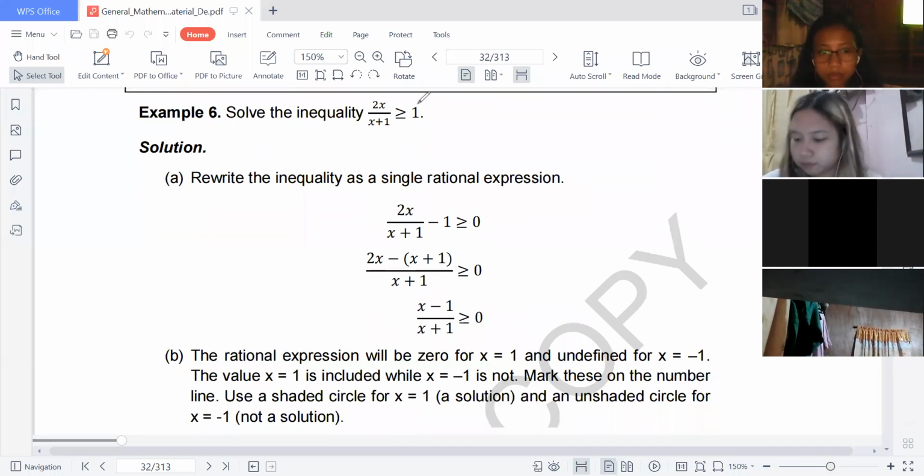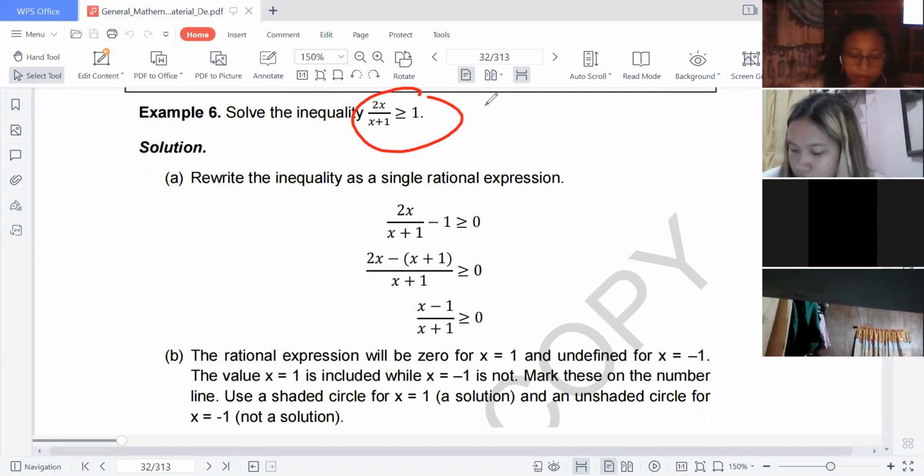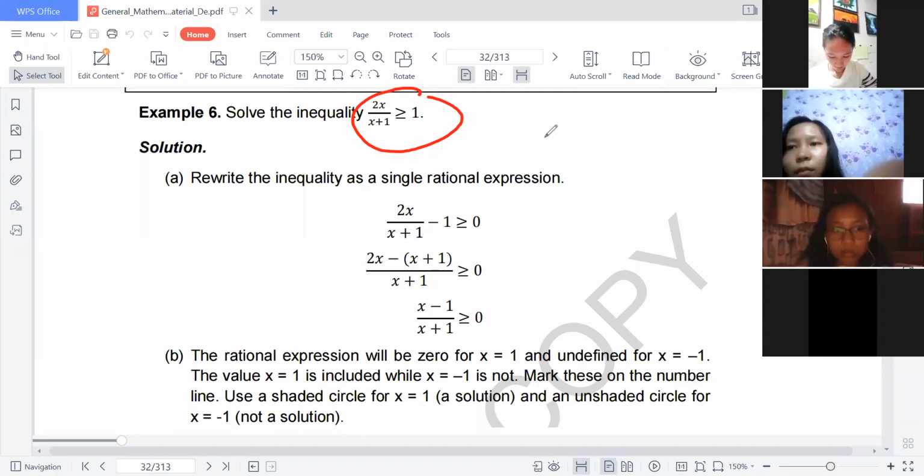It looks simple. 2x over x plus 1 is greater than or equal to 1. Is it a rational equation, inequality, or rational function? Inequality, a rational inequality. So in a rational inequality, what is the first step, Angelica Grace Palomares? In the first step, rewrite the inequality so the left side is one rational expression and the right side is 0. Yes, and how to do it?